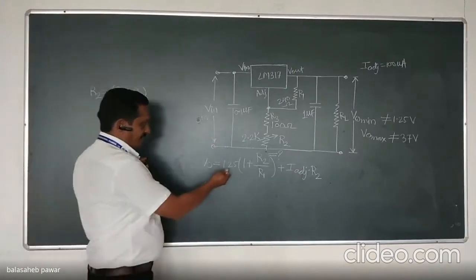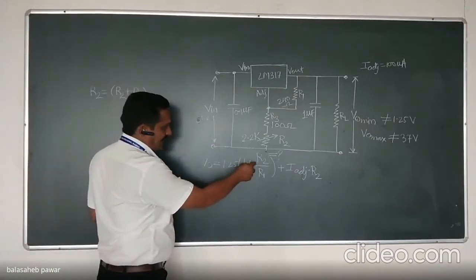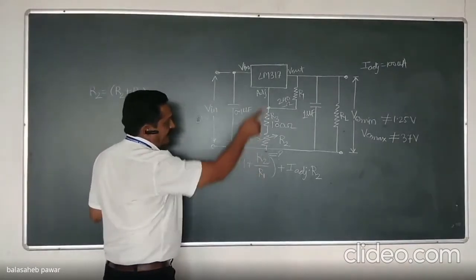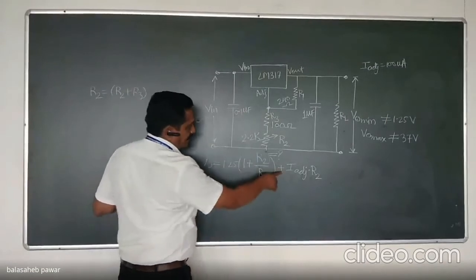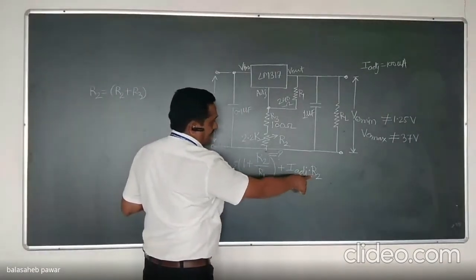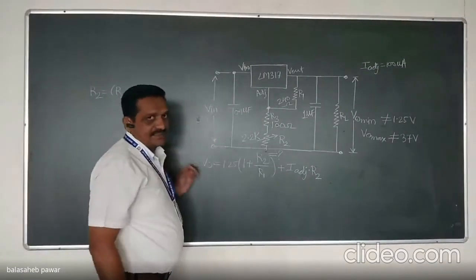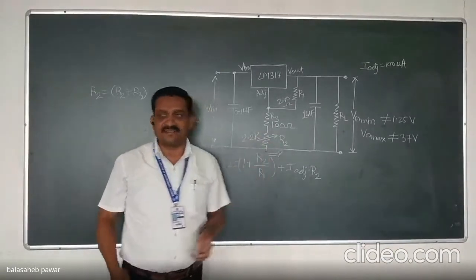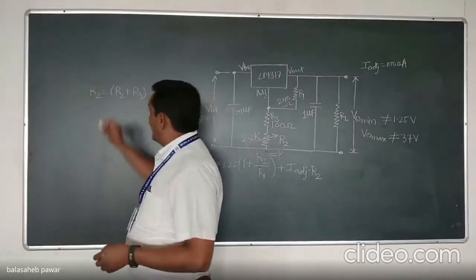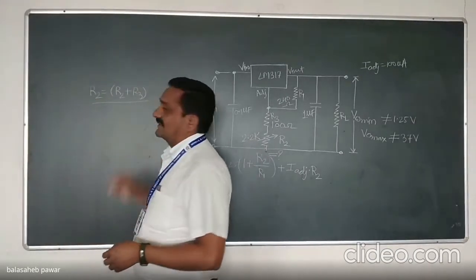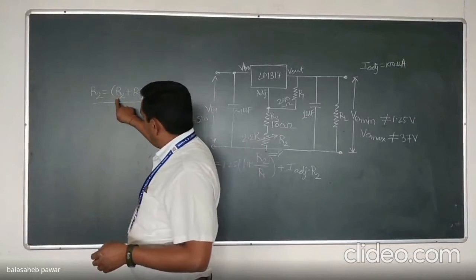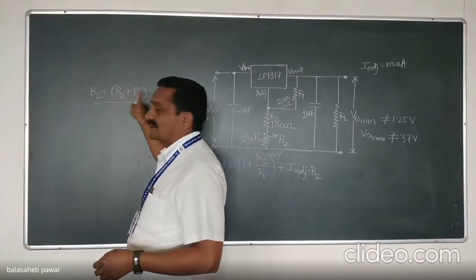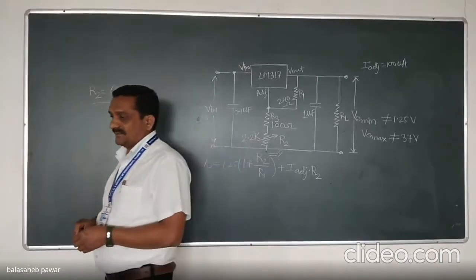Just put it over here: 1.25 in bracket 1 plus R2, where R2 will be 100 ohm, divided by R1, it is 240, plus 100 micro into 100. That R2 we are taking at 100 ohm. Right now, the actual net R2 will be equal to R2 plus R3. Whenever that potentiometer is at 0 ohm, the total resistance of that path will be equal to R3, and that is 100 ohms.